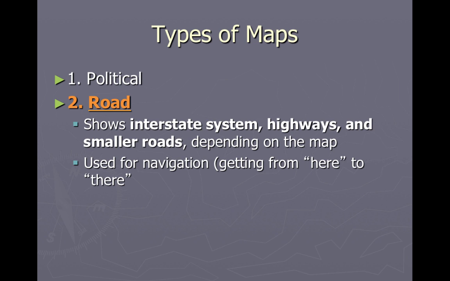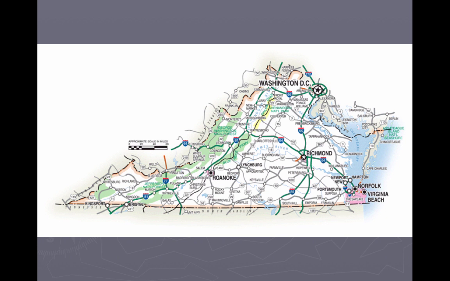There are road maps, which show interstate systems, highways, smaller roads, and we use them to get around, although most of us have Google Maps on our phone now. But here's an example of a road map of Virginia.